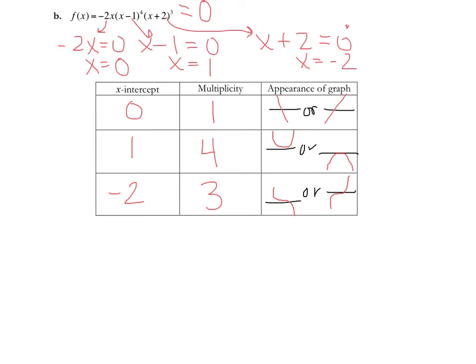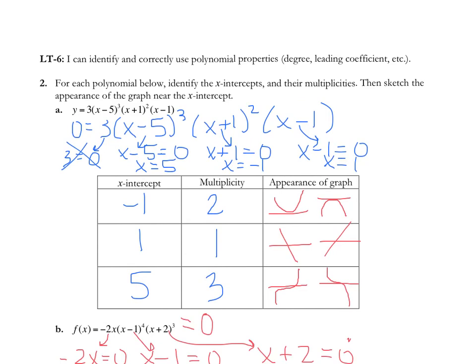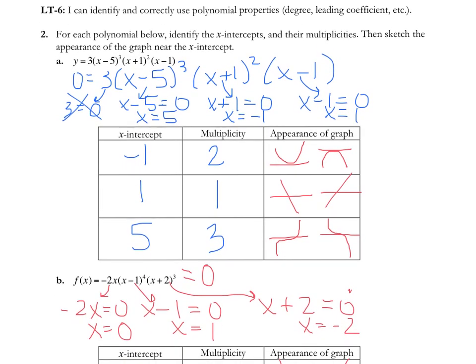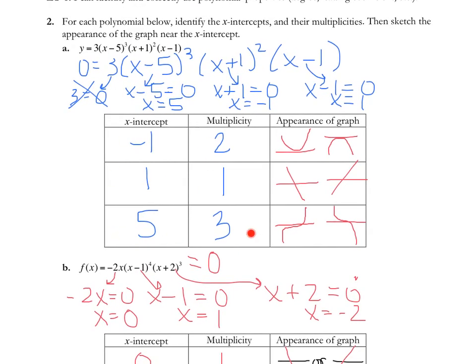So let's quickly review what we have done in this problem. We were given polynomials written in factored form, and we wanted to find their x-intercepts, their multiplicities, and the appearance of the graph near those x-intercepts. And for learning target 6, as you saw in the previous problem, I might give you a polynomial and ask you to analyze the leading coefficient and the degree in order to identify the end behavior, or I might give you a polynomial and have you think about the x-intercepts, their multiplicities, and how the graph looks near them.